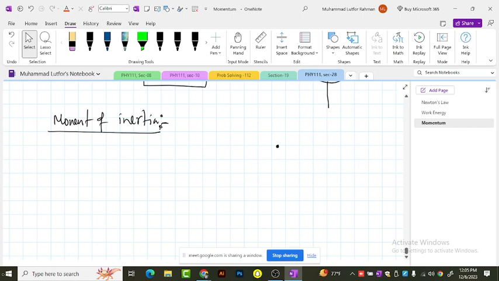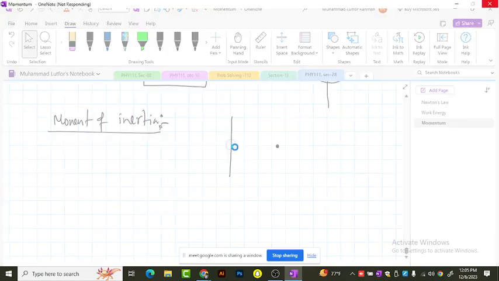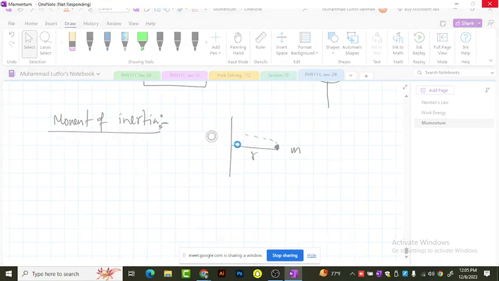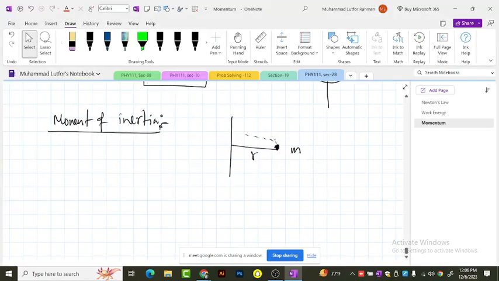Let's say you have this point mass, and this point mass is at a distance from a rotational axis. We say that this is the rotational axis. This line I draw over here should be our rotational axis. Then this mass is at a distance r. This is my mass, m, which is rotating around this circular track.